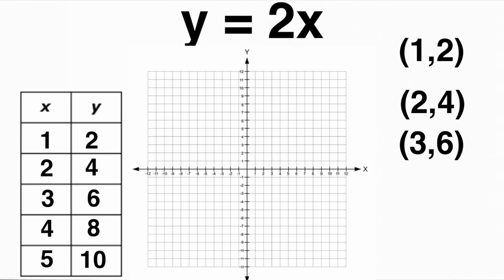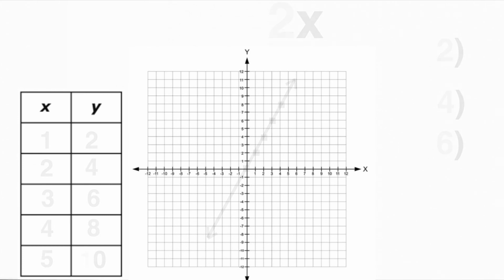So now you have to put those points on your graph. And then all you have to do is connect them. Then remember, you have to add the arrows at the end because this shows that the line is continuous. Easy, right? Graphing is pretty simple.